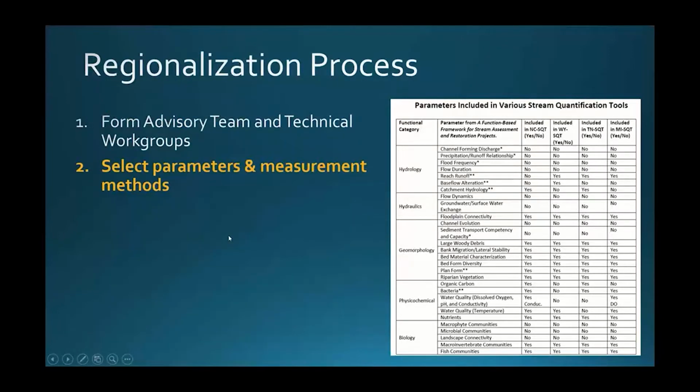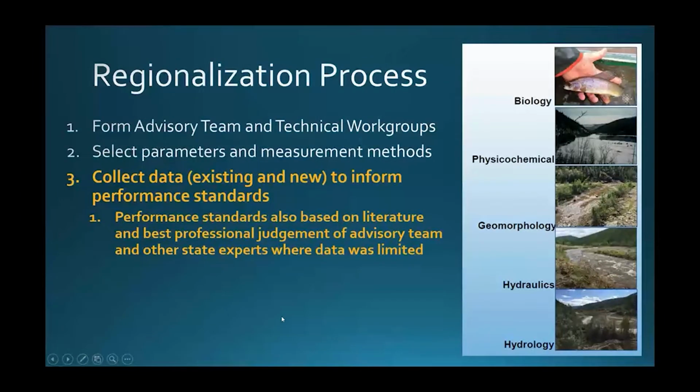So part of the regionalization process is to select the parameters and the measurement methods that would go into the Michigan SQT. So that was one of the tasks that the advisory team and technical work groups performed. And then upon selecting those different parameters and measurement methods that we thought would be most useful for Michigan, a next step was to collect data, both any data that already existed as well as some new data in order to inform the performance standards.